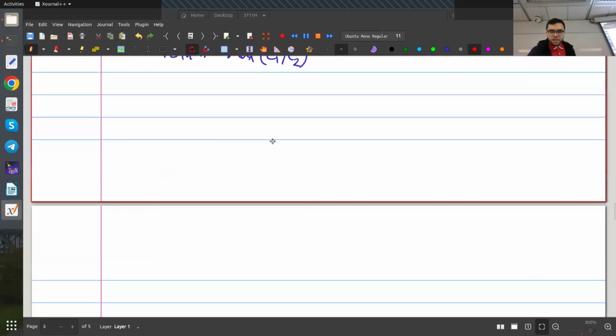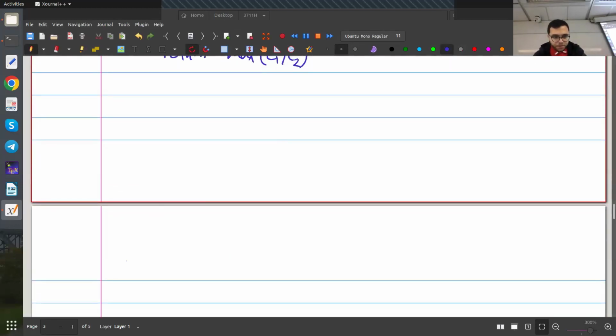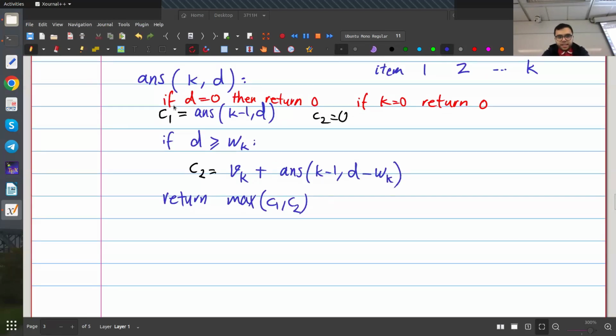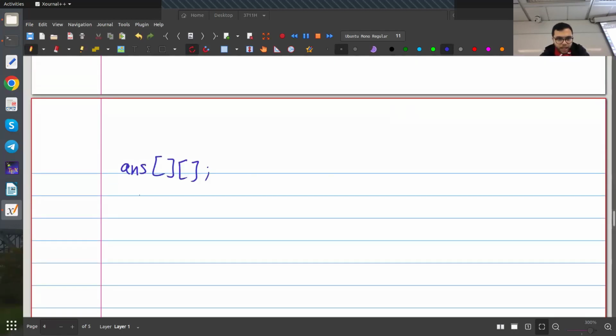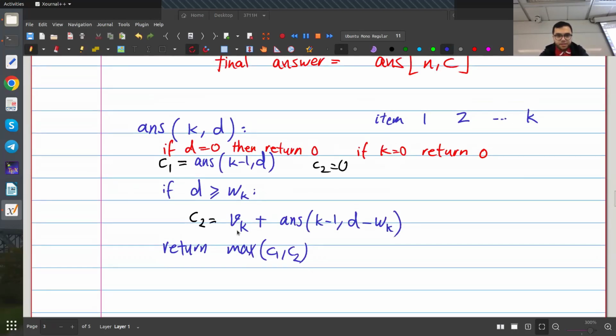So here's how I would do it. The DP solution is that I create this answer array, which is a 2D array. And initially, I say the answer of D and of 0 and everything is 0. I can say for every K from 0 to my number of elements, N. And then I can say for every capacity D from 0 to the final capacity C of my knapsack, just do this, right? So I'm just going to copy this because I'm lazy.